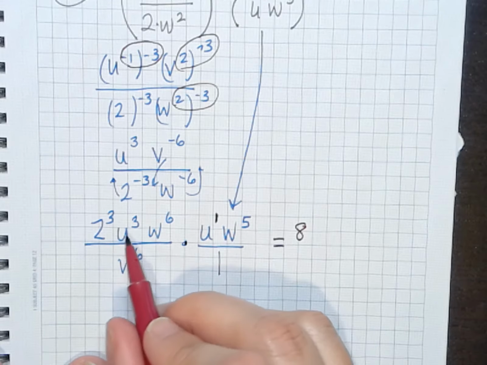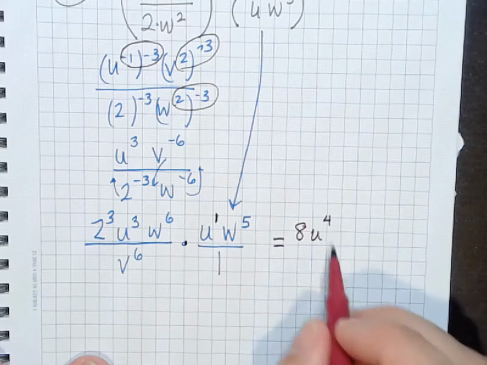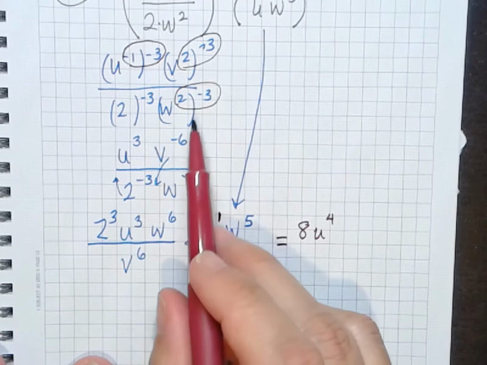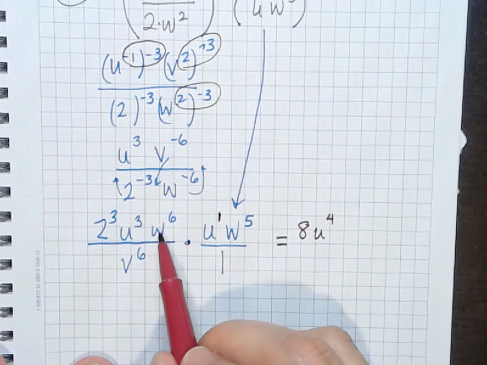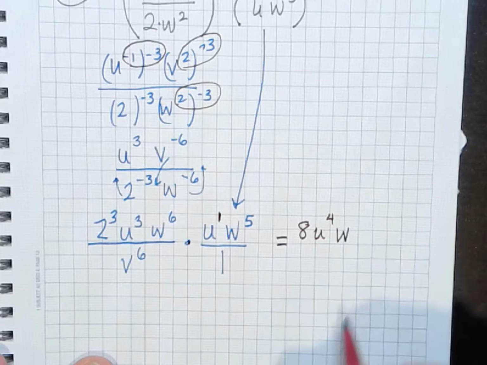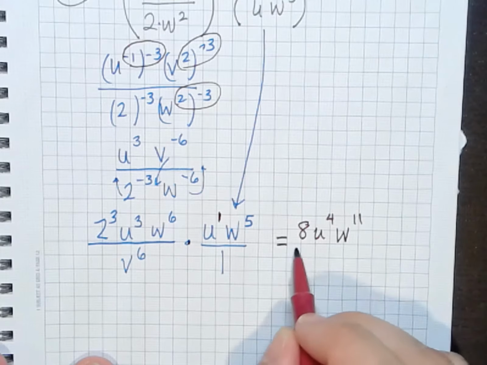And now I have u to the third times u, remember that's to the first. U to the third times u to the first, that would be u to the fourth. That's your product rule. They're just multiplied together. There's no double power like up here. And then w to the sixth times w to the fifth, I have those 2 w bases. The base stays the same. And I take those powers and I add them together.